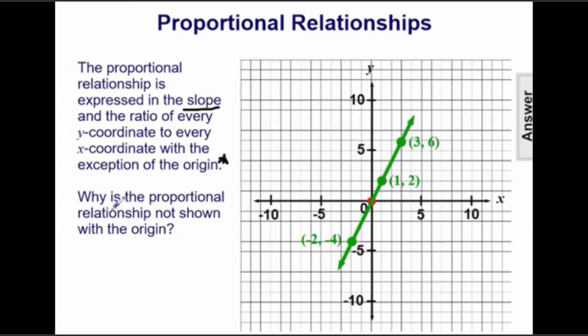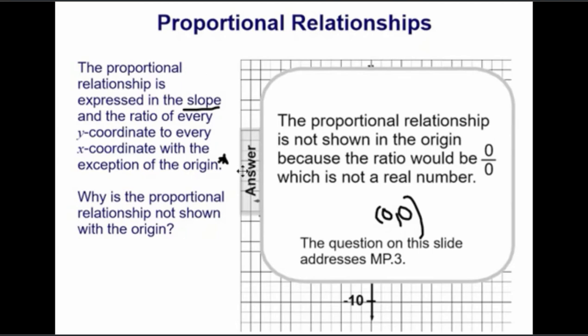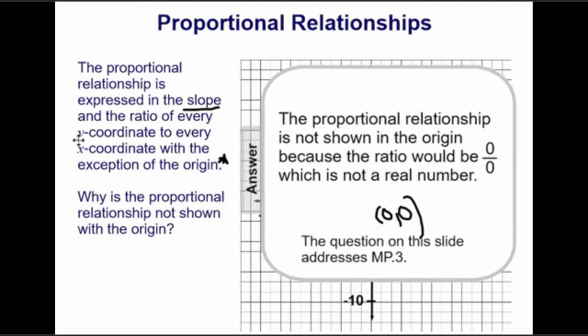Now, why would that be? Why is the proportional relationship not shown with the origin? Well, remember, the coordinates for the origin are 0, 0. So if we tried to have a ratio of 0 over 0, it's not a real number.